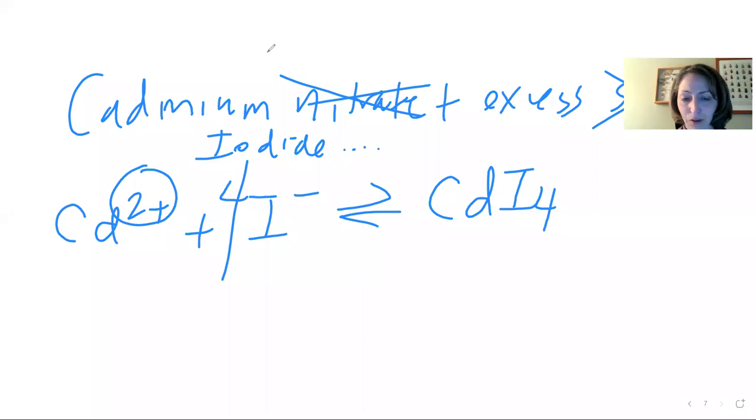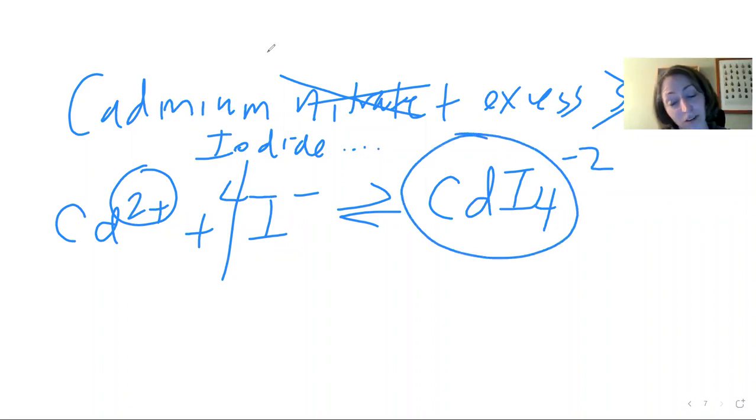So cadmium's a +2, and I is a minus, but there's 4 of them. So it's a +2 and 4 minuses. So this thing in its entirety would have a -2 charge. Okay, so that big old ion, that's why it's called a complex ion, right? So cadmium with 4 iodines, it'd be like cadmium tetraiodide or something, would have a -2 charge.